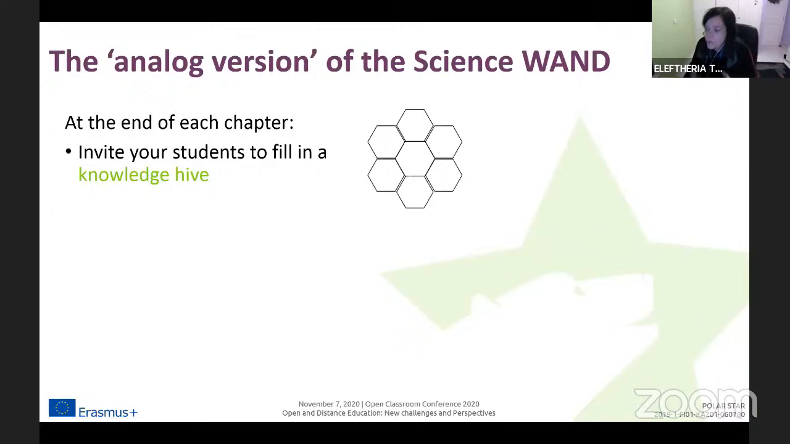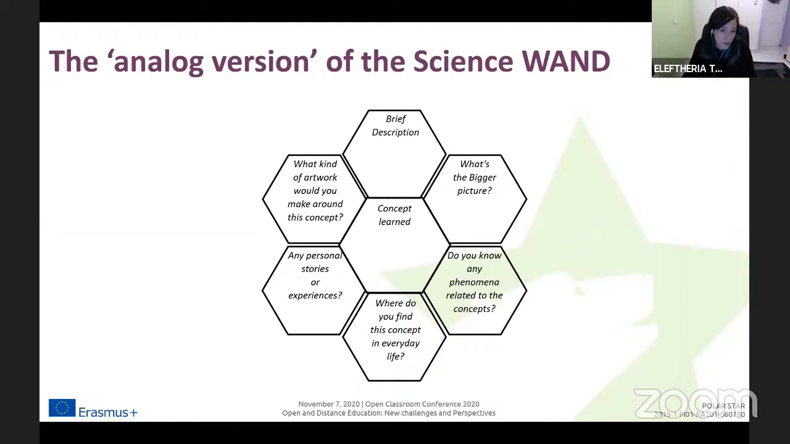What is a knowledge hive? It's there for inspiration, and it's a hive that has a bunch of questions. So every time they learn something new, you ask your students to fill in this hive, or maybe you can change it around if you want. You can ask them what the bigger picture is behind what they've learned, if they remember any phenomena that are connected to that concept, and if they remember any other concepts that could be related to it.